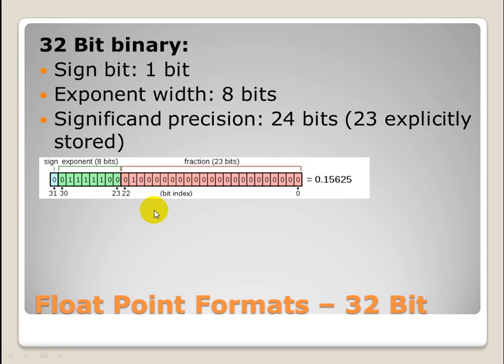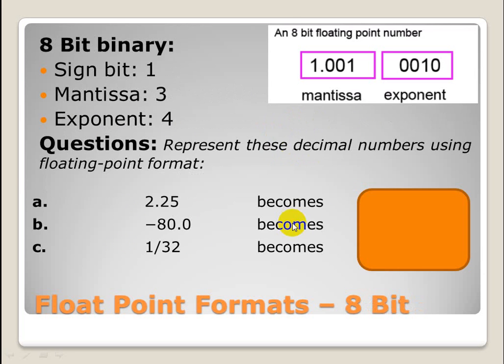In this case, it's 0.15625, in this 32-bit notation. In another presentation altogether, we'll talk about why 23 bits are explicitly stored and the 24th bit is hidden. We call that the significand precision. The significand bit, the 24th bit, is hidden. We'll talk about that much later. Do not worry about that now.